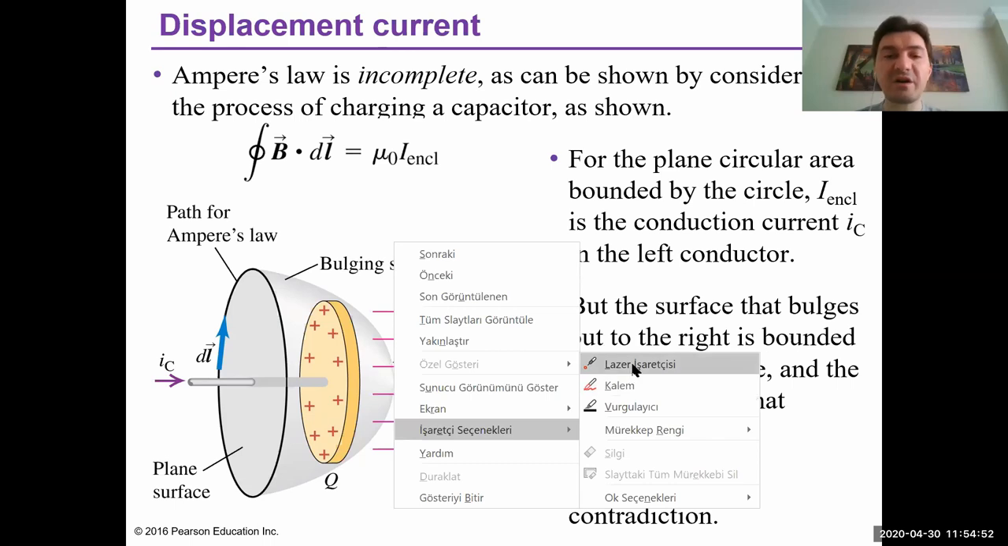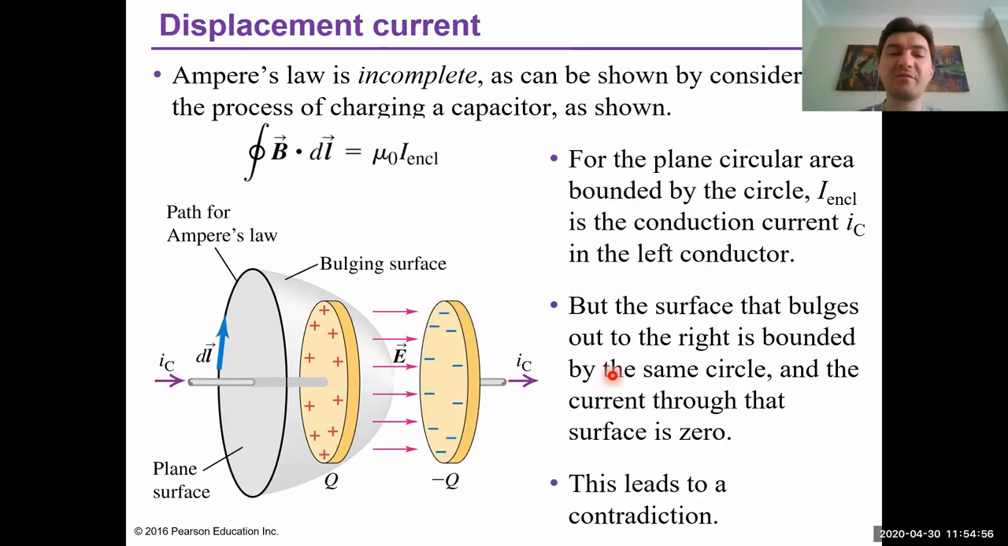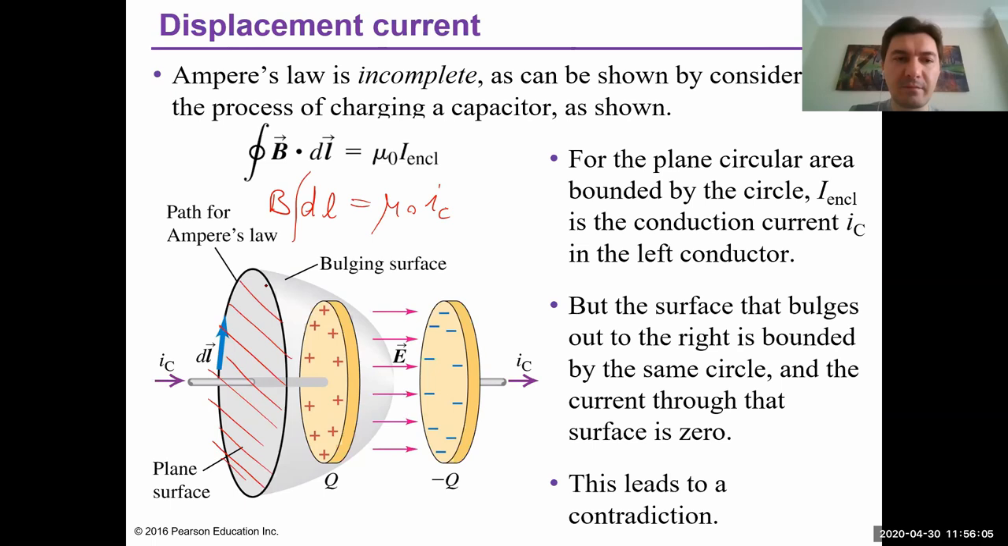This part is very important. Try to stay on the line. If you understand this part, it will be very easy for you. So here we have the path for Ampere's law. You would like to apply Ampere's law for that system. And this is the current in the plane surface defined by that path. If you write Ampere's law, the closed integral of B dl is equal to mu zero times, what is the current? Just the conduction current for that surface and for that path defined for Ampere's law.